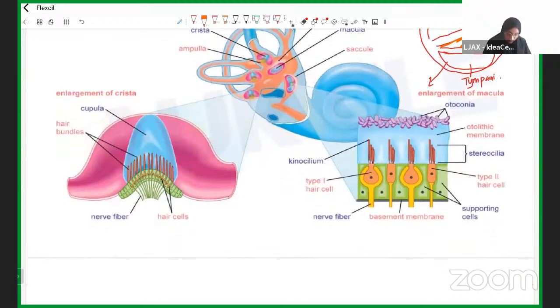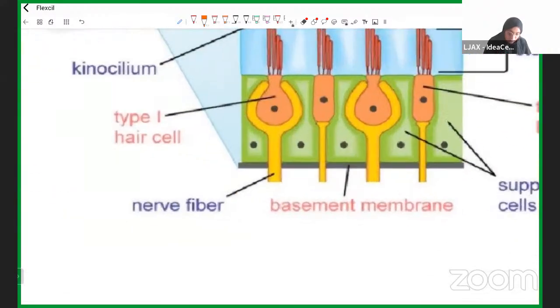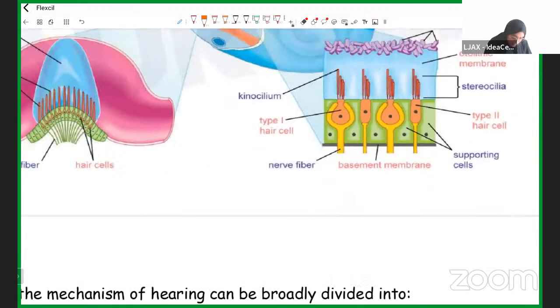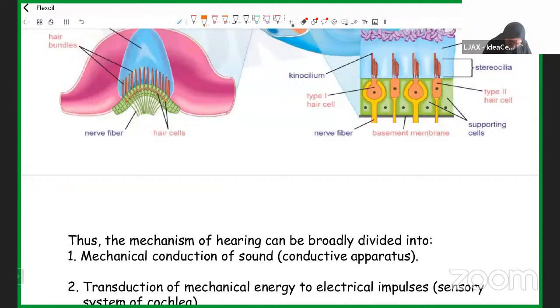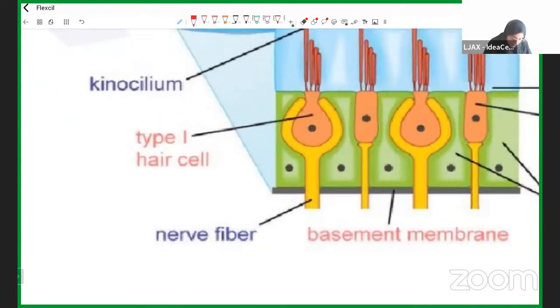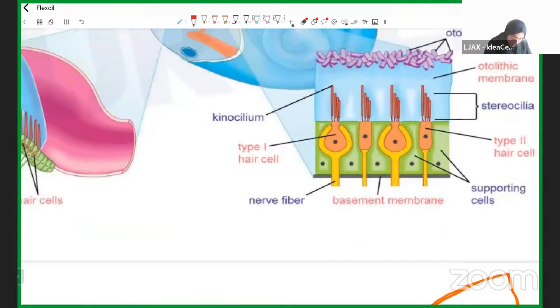Now, if you come down to this diagram, you can see the basement membrane. So let's just take a small picture here. I'll just draw. Let's say this is scala media. We have scala vestibuli up, we have scala tympani down, and we have scala media in between. So in scala media, you will have a basement membrane like this. You can follow up with this diagram. We have a basement membrane here.